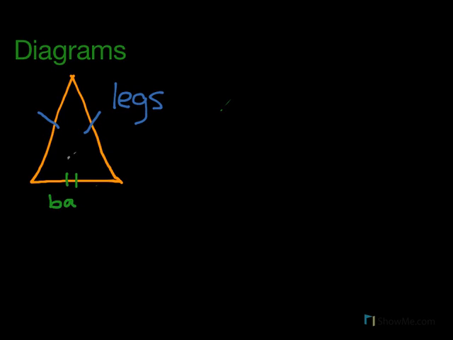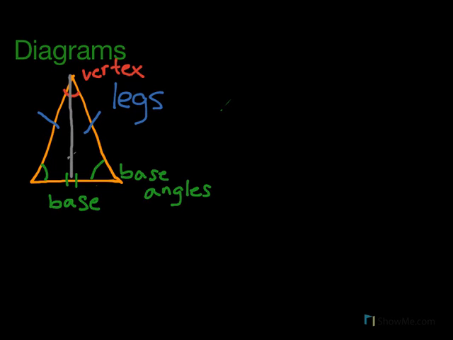We represent the base with a different number of dashes to show that it's a different length than the legs. The angles that share a side with the base are called the base angles. The angle in between the legs is called the vertex. When we solve the area of an isosceles triangle, we often draw something called the altitude. The altitude is drawn from the vertex down to the center of the base, and it creates two equal right triangles.